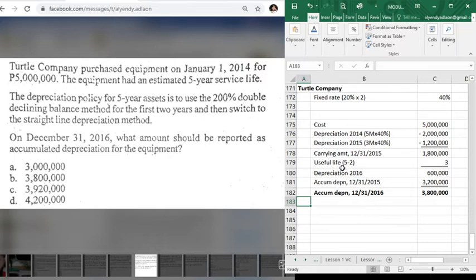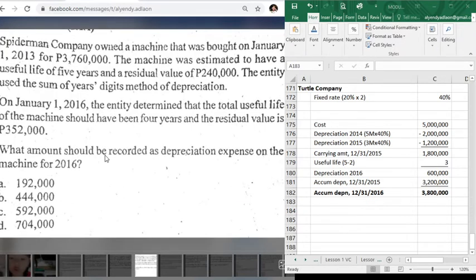We have the Spider-Man Company. Question: what amount should be recorded as depreciation expense on the machine for 2016? Spider-Man Company owned a machine that was bought on January 1, 2013 for 3,760,000. The machine was estimated to have a useful life of 5 years and a residual value of 240,000. The entity used the sum of years digits method of depreciation. But on January 1, 2016, the entity determined that the total useful life of the machine should have been 4 years and the residual value is 352,000.